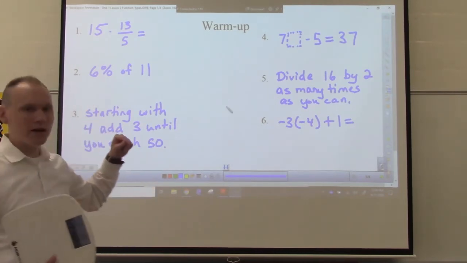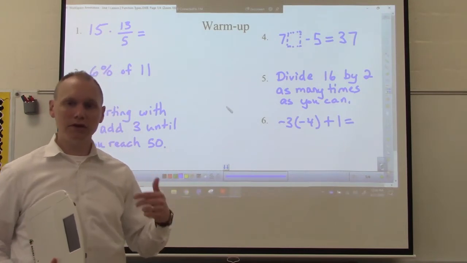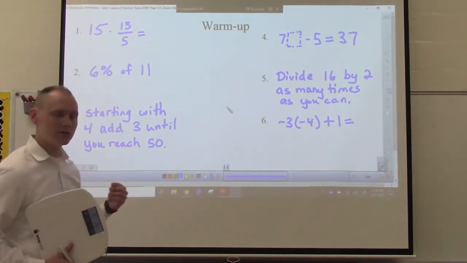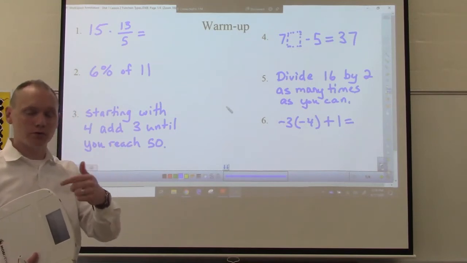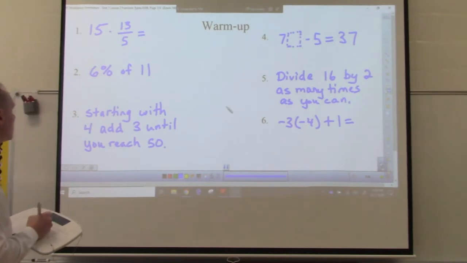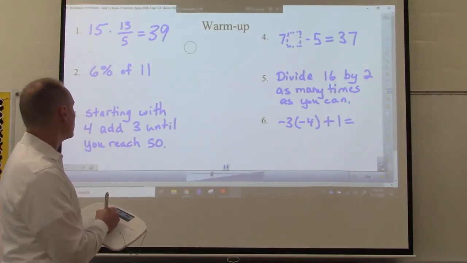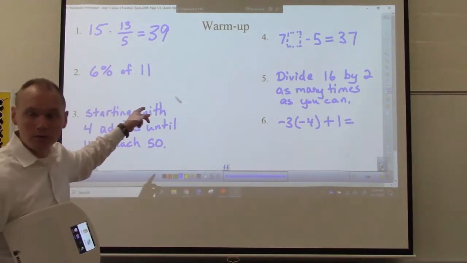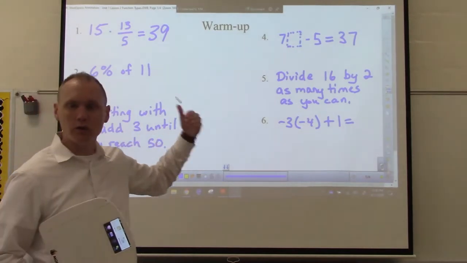So 15 divided by 5 I know is 3. And then 3 times 13, let's see, 3 times 10 is 30, plus 3 times 3 is 9, gives us 39. So we should get 39 for that one.